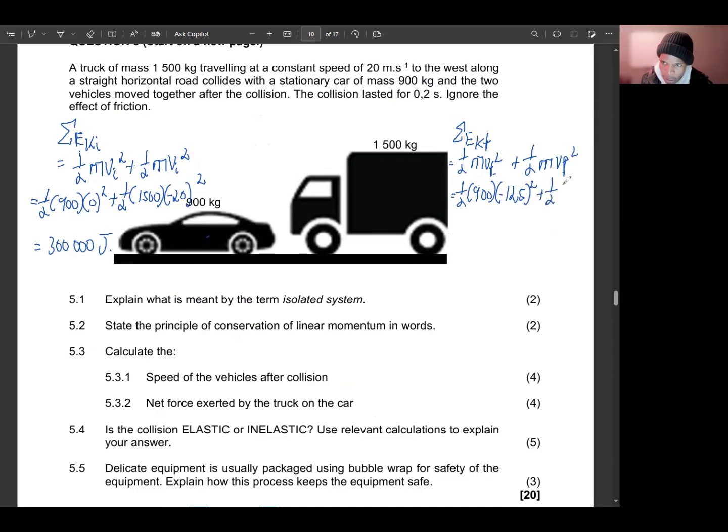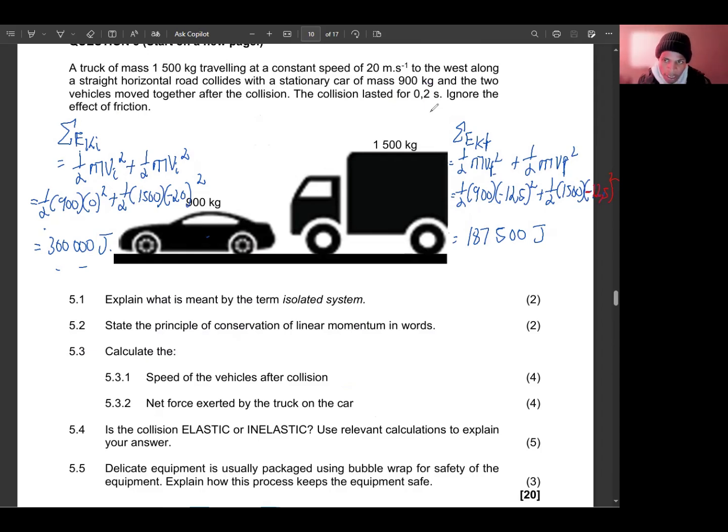And then also here, this is half 1,500. And then we still have that -12,5. So, okay, let me write it with a visible one, 12,5, and then square that. Okay, so now obviously you want to punch all of that into your calculator, which will give you what? 187,500 joules. Now we can see that there's a significant decrease in the kinetic energy from the kinetic energy initially to the kinetic energy finally.